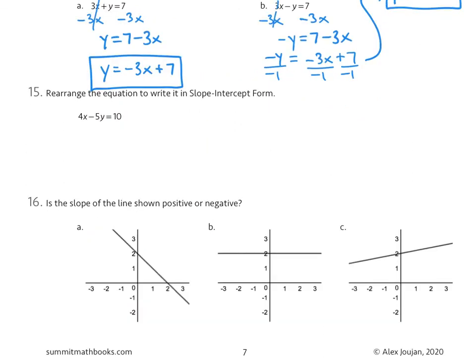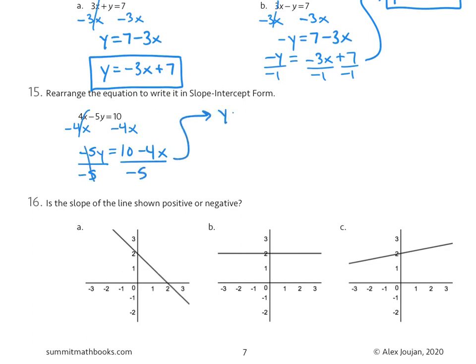15. Rearrange the equation to write it in slope-intercept form. 4x minus 5y equals 10. Let's move the 4x first. It's positive, so I will subtract 4x from both sides. Bring down the minus 5y, or a negative 5y. 10 minus 4x is on the right side. I can divide both sides by negative 5. I could also switch the terms 4x and 10, but I'm going to leave them in that order for now and just divide both sides by negative 5 to show you how to approach it that way.